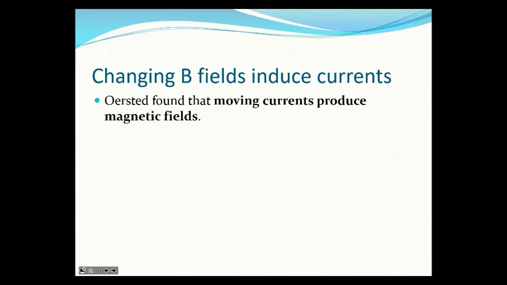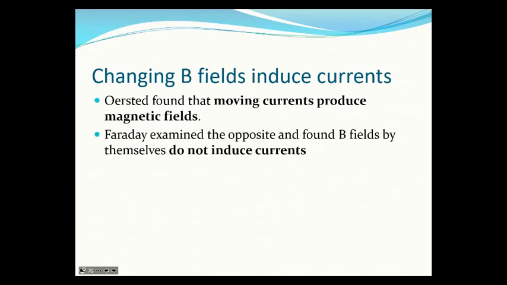So Ørsted was a scientist. He found that moving currents produce magnetic fields. That was the very first thing that we did, the very first hand rule. So if you send a current through a wire, that magnetic field circles around it. Faraday, who was another scientist, examined the opposite and found that B fields, magnetic fields by themselves, did not induce currents. So if you just have a magnet by a wire, that magnet will have a magnetic field, but you wouldn't get a current moving through there.